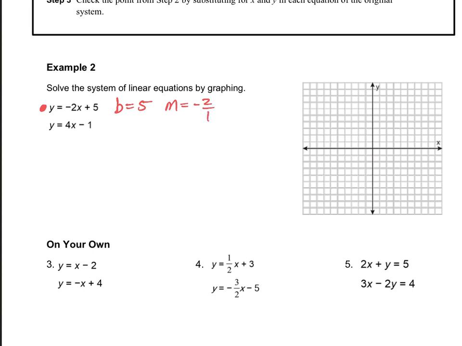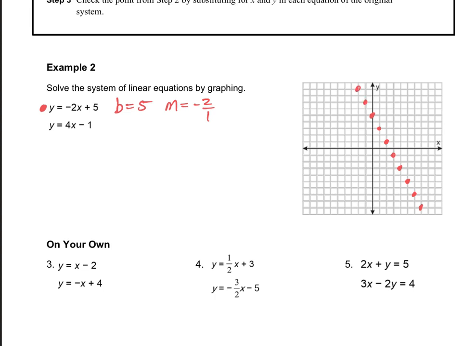1, 2, 3, 4, 5, and put a point there. And then my slope is down 2 over 1. And I'm going to keep doing that as many times as I can, because when we're graphing systems, we want to be super accurate. And then when I get to the end, I'm going to go backwards, so it'd be up 2 and to the left 1.